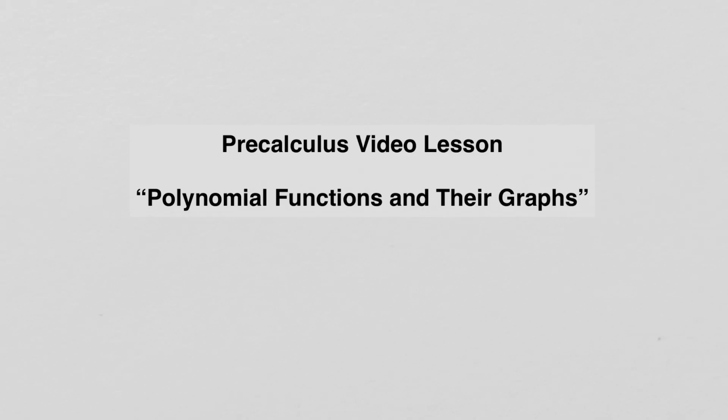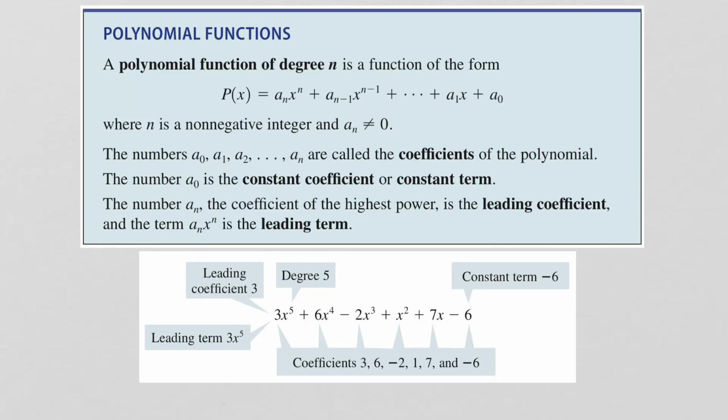Polynomial functions and their graphs. A polynomial function of degree n is a function p of x equals a n x to the n plus a n minus 1 x to the n minus 1 plus etc. all the way down to the last term a0, which is actually pronounced a naught.